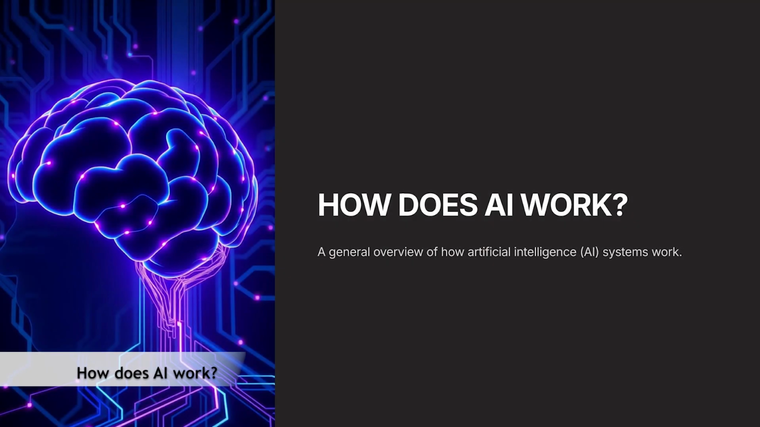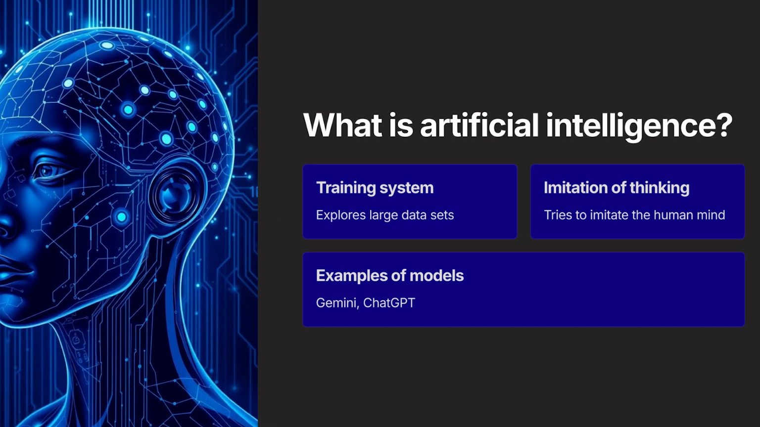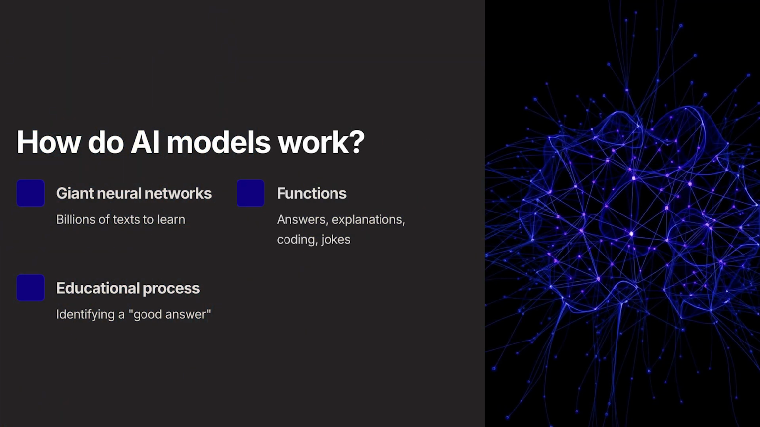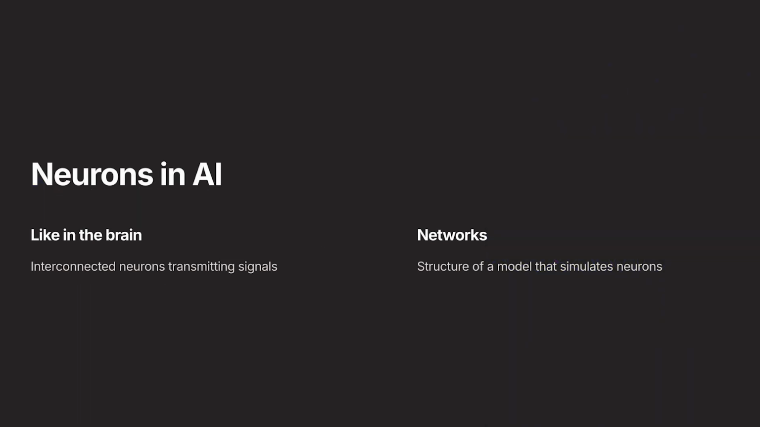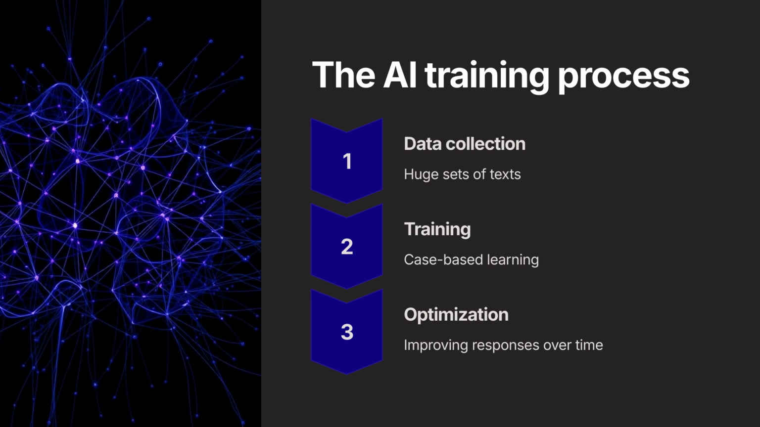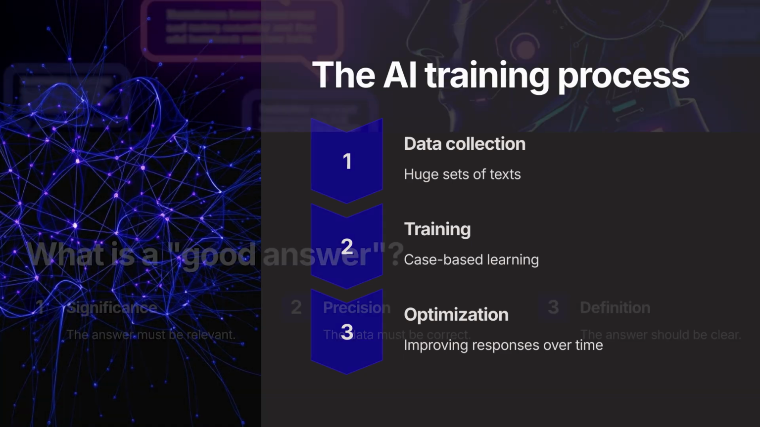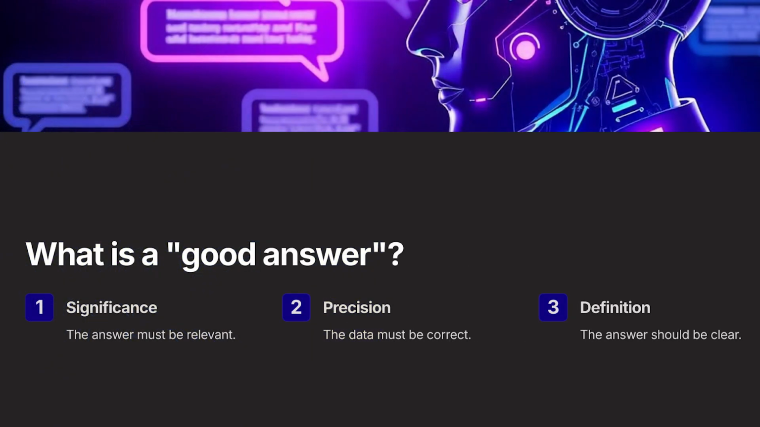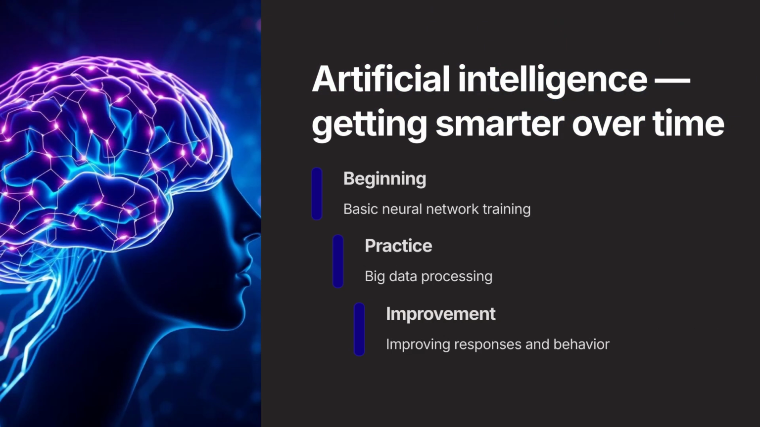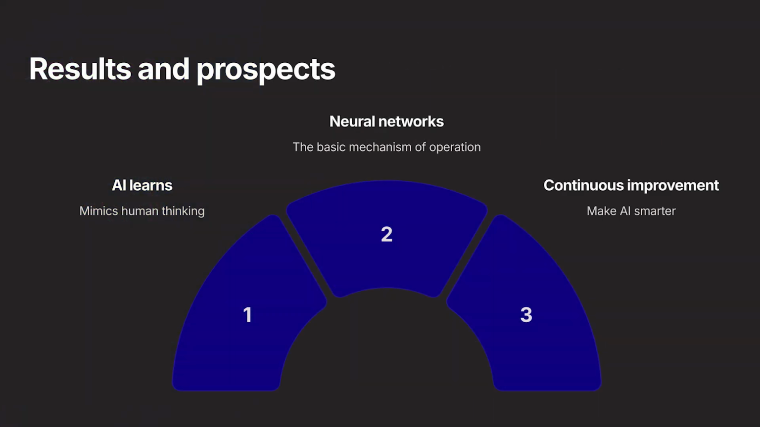How does AI work? Artificial intelligence is a system that learns from large amounts of data and tries to imitate human thinking. A model like Gemini or ChatGPT is a giant neural network that has seen billions of texts and can now answer, explain, write code, and even tell jokes. AI is based on neurons that are interconnected, just like in the human brain. During training, the AI learns what a good answer is, and over time it becomes smarter.